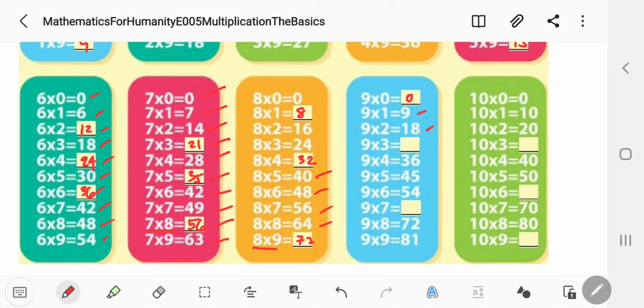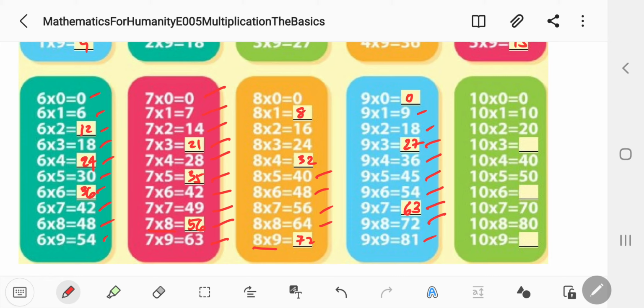And then you add 9 to 18, this is equal to 27. So 9 times 3 is equal to 27. 9 times 4 would be 36. Then 9 times 5 would be 45, 9 times 6 would be 54, 9 times 7 would be 54 plus 9. That's 63. Then you have 9 times 8 equals 72, 9 times 9 equals 81.